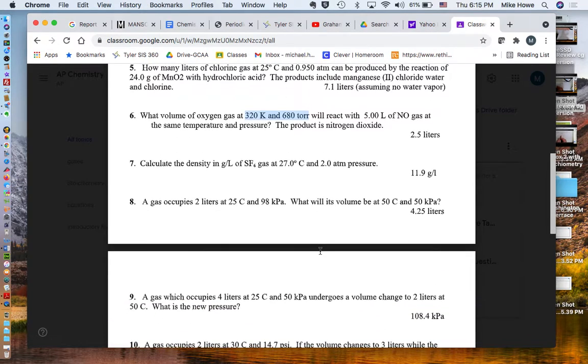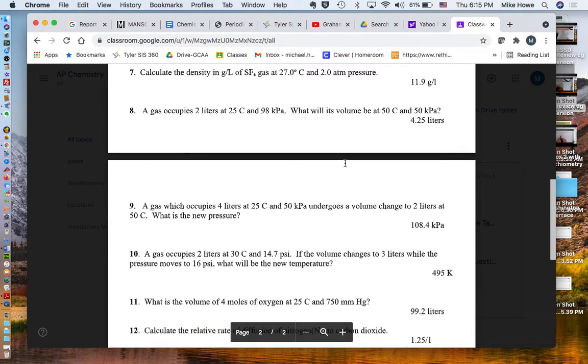Number 7, density, is one of those extension problems I gave you in class today on PV equals nRT. So rearrange the PV equals mass over molecular weight RT equation into the density format. Density is mass divided by volume. So use some algebra rearrangement and set it up so that you have mass over volume on one side and everything else on the other side.